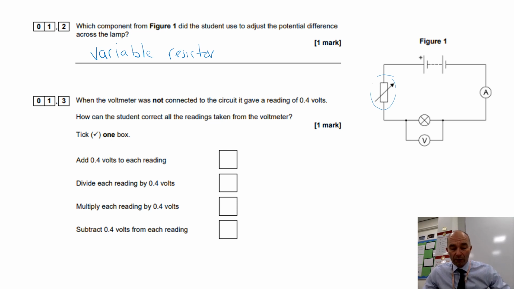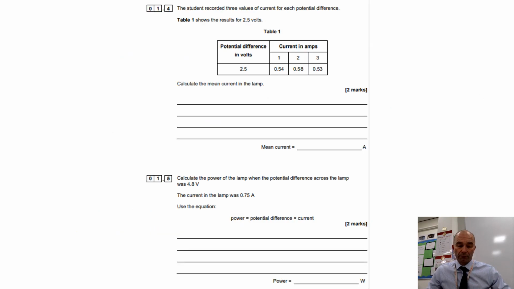When the voltmeter was not connected to the circuit, it gave a reading of 0.4 volts. So how could the student correct all the readings taken from the voltmeter? Well, if you've got a reading before it's connected, it's 0.4 volts too many. So you need to subtract 0.4 volts from your reading, and that will give you the correct answer on that one.